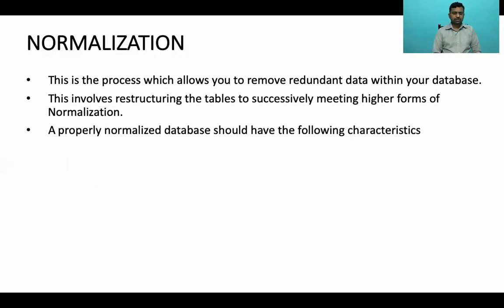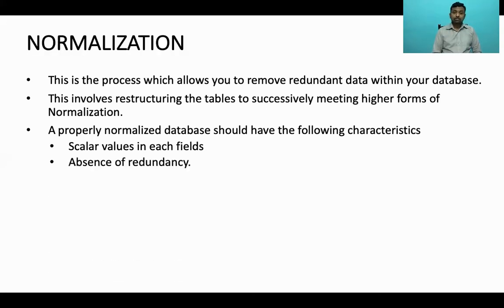There are a few characteristics that need to be followed when we think we need to go for normalization. One, scalar values in each field. For example, if I have a column and I have only one field in that column, it can have only one value at a time. We cannot have more than one value in a single field. That's one important feature of normalization.